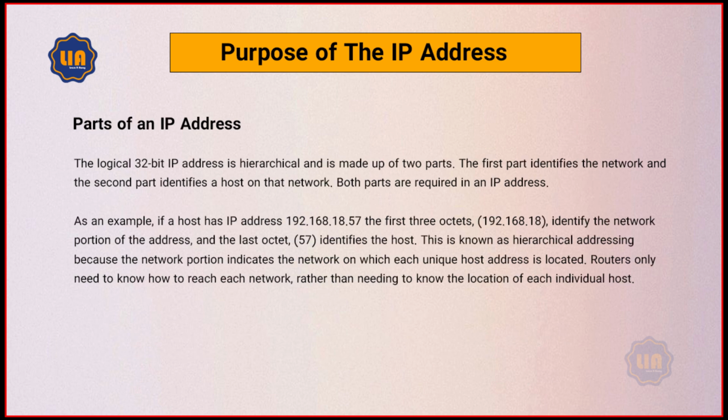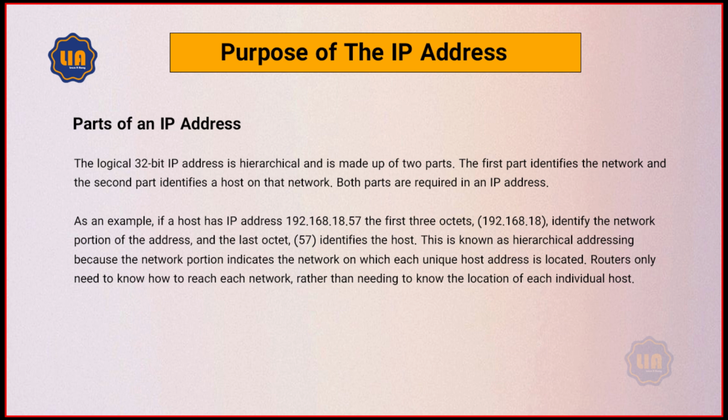Parts of an IP address. The logical 32-bit IP address is hierarchical and is made up of 2 parts. The first part identifies the network and the second part identifies a host on that network. Both parts are required in an IP address.